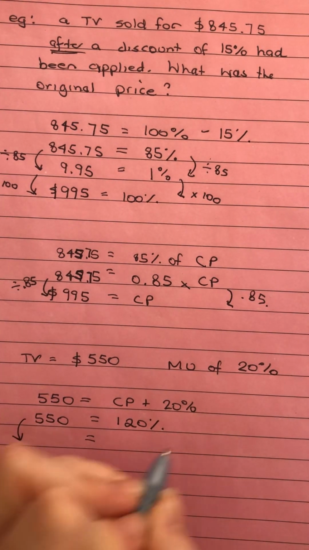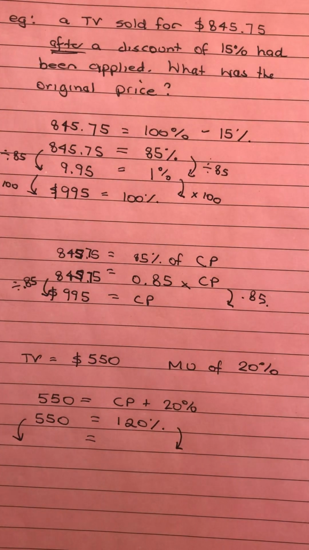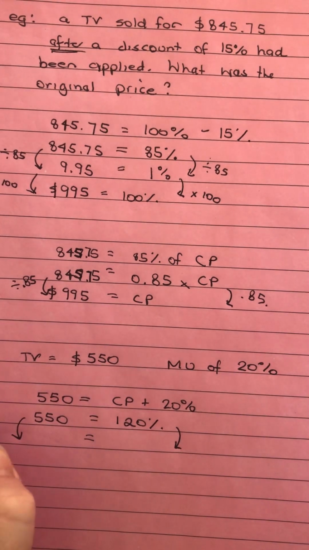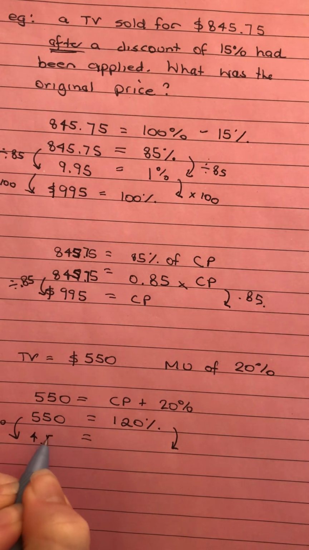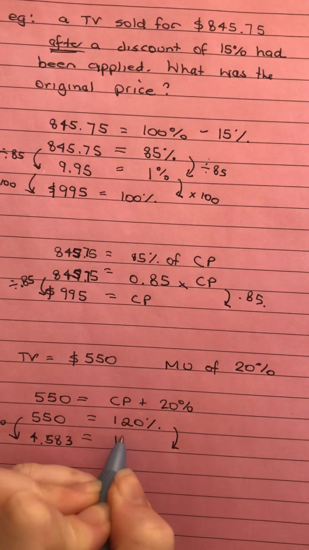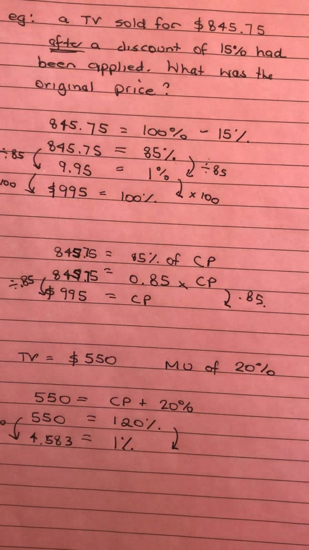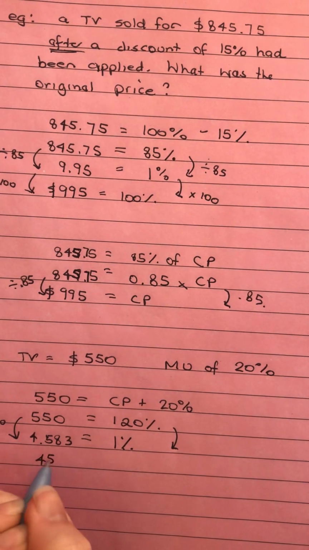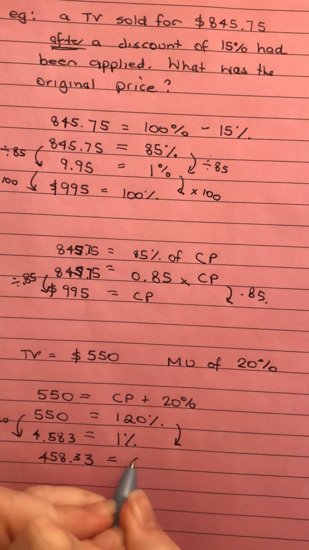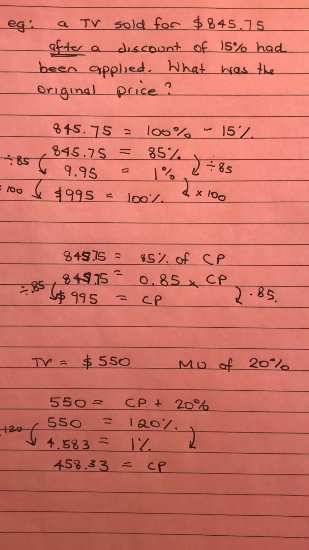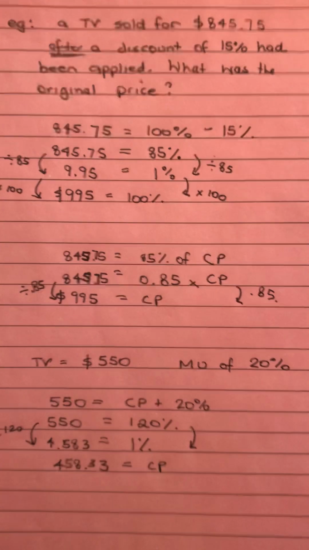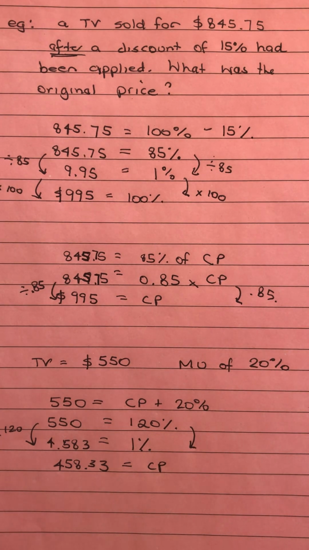And so then when we do our operation here to get to what 1% was, we would do 550 divided by 120, and we would get 4.583 as our 1%, and then we would times it by 100 to get 458.33 as our cost price. So just a little bit different because we've got a markup, not a markdown. So just remembering to read the question carefully as to whether an amount has been added or subtracted, and what you're trying to work out.